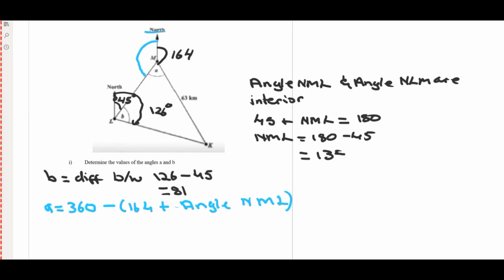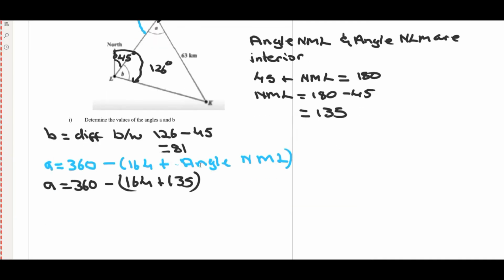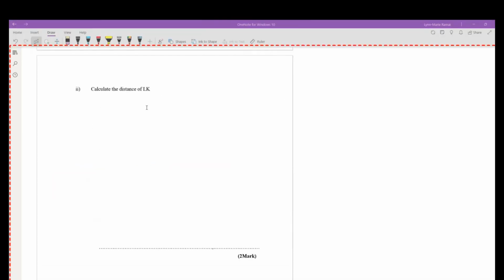So now let's write in our value. So A is equals to 360 minus 164 plus 135. Right? So we can put that in our calculator. 360 minus, open bracket, 164 plus 135, close that bracket, is equal to 61. So angle A is equals to 360 minus 299, which is equals to 61. So that is how I would find my values of A and B. I'd calculate the distance of LK.